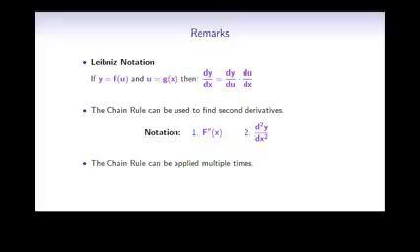Finally, the chain rule can be applied multiple times. So, if F of x is little f of g of h of x, then F prime of x is little f prime of g of h of x times g prime of h of x times h prime of x. So, we work from the outermost function to the innermost function, computing derivatives along the way.